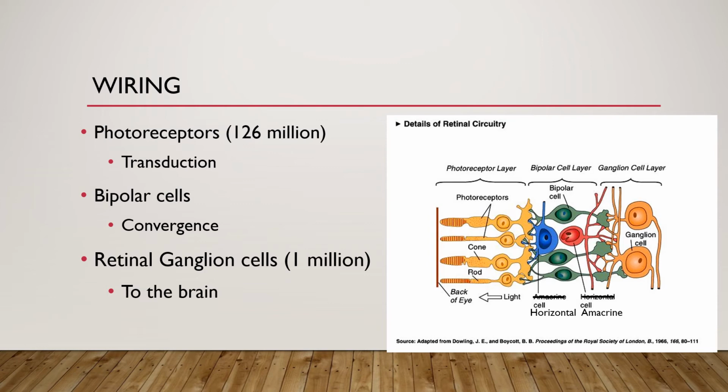But remember, this is 126 million photoreceptors to 1 million retinal ganglion cells. And in between there, we have these bipolar cells, which are part of this circuitry that allows for some of the convergence that's going to occur. We're also going to look at those horizontal cells and amacrine cells very briefly. But right now I'm putting convergence that it's happening at the level of the bipolar cells, really, and between the bipolar cells and the photoreceptors, but also between the bipolar cells and the retinal ganglion cells, so that we can communicate this information to the brain.